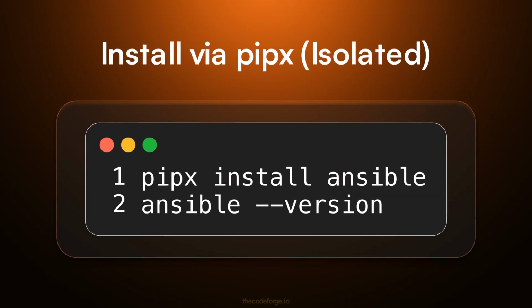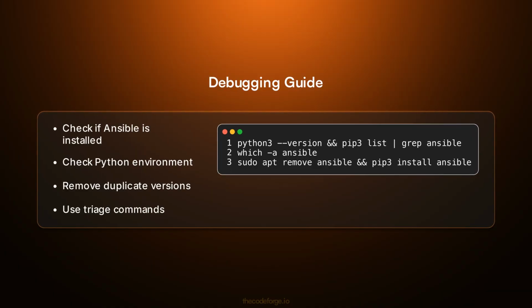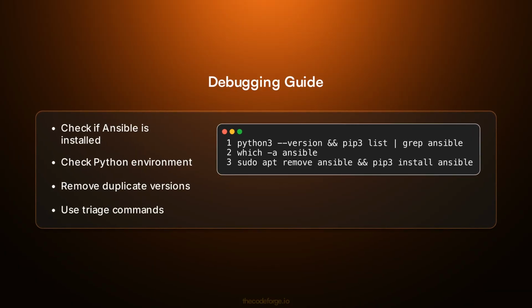Pipx installs Ansible in an isolated environment and adds it to your path automatically, simpler than managing virtualenvs manually. This is a recommended alternative for laptops and CI. If you run into issues, start by checking the Python environment and listing installed Ansible versions. Use these commands to diagnose and fix common problems.